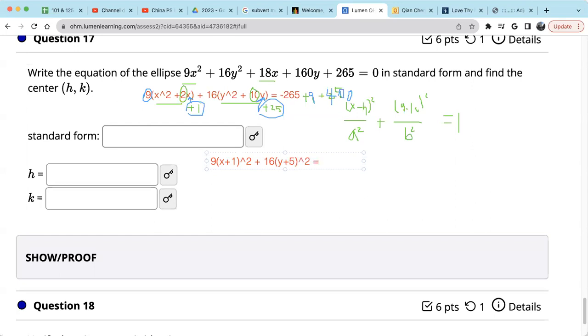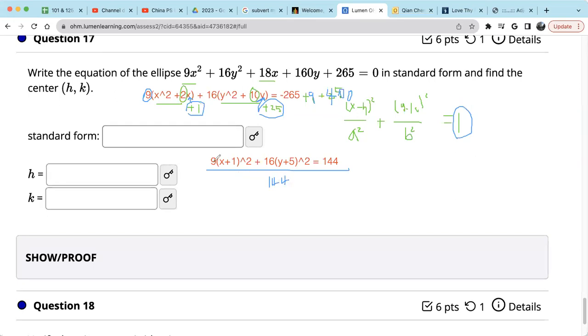Then equals... So on the other side, I can do some calculation. I have 400 plus 9, that's 409. Then minus 265, I get 144. Beautiful number, because 144 has a factor of 9, has a factor of 16. So now what I'm going to do: remember in the standard formula, I have the other side equals 1. That means I need to divide every term by 144 to make my right-hand side 1.